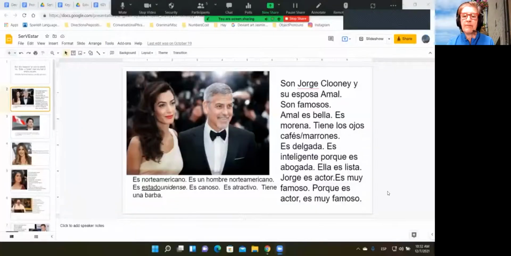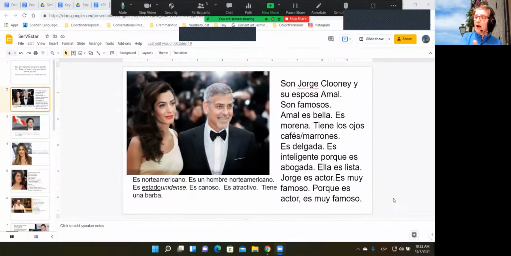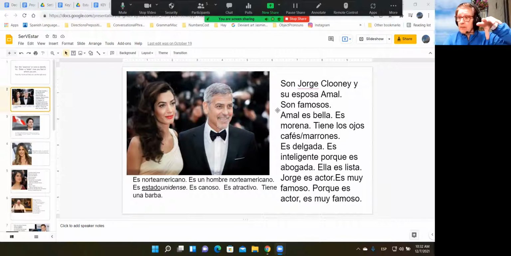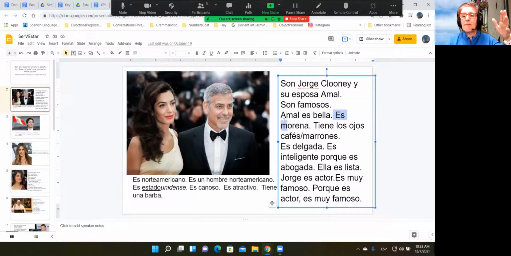Okay, a ver. Bueno, unos ejemplos aquí. Bien. Son, they are, and you're going to get these examples that you can read later, so don't take any notes, just kind of watch and listen. Son Jorge Clooney, George Clooney, y su esposa Amal. Son, they are. I'm identifying them by telling their names. Son Jorge Clooney y su esposa Amal. Son famosos, they are famous. It's a characteristic. Amal es bella. I'm describing what she looks like.